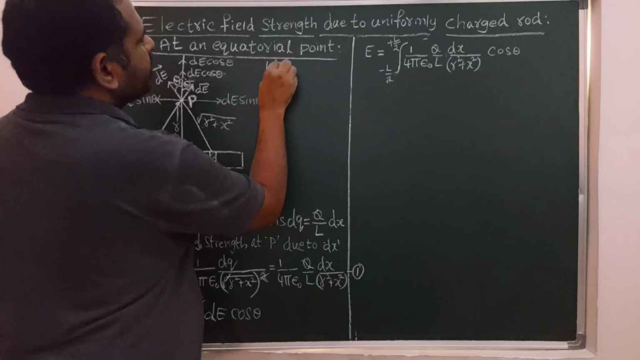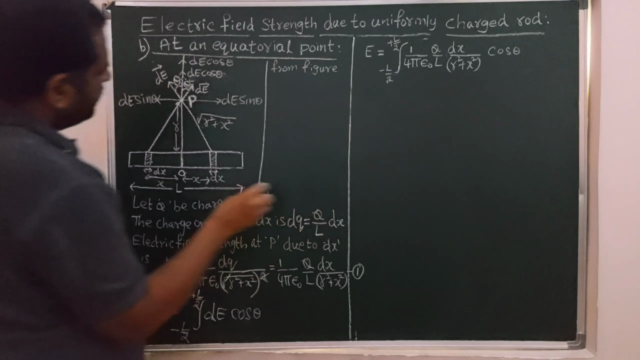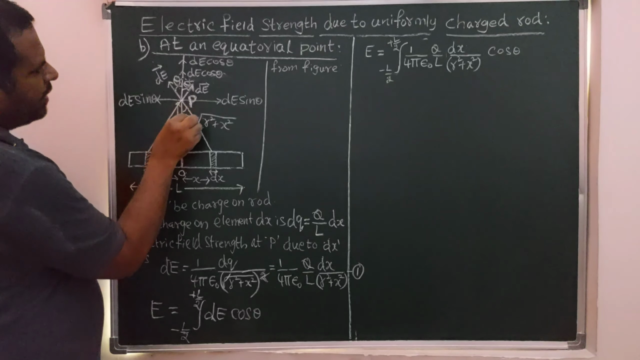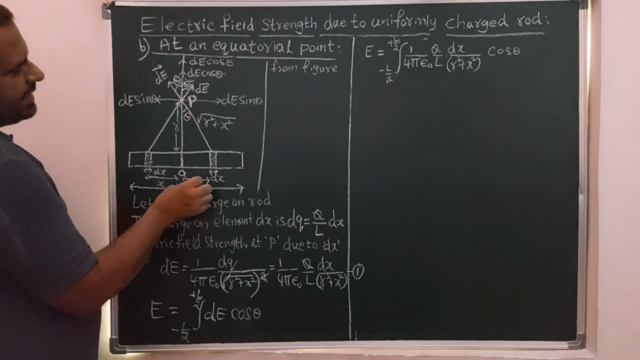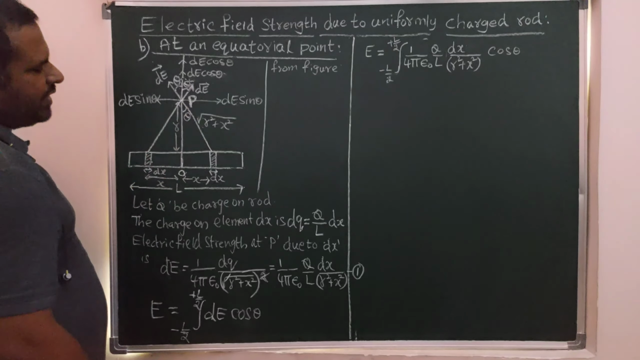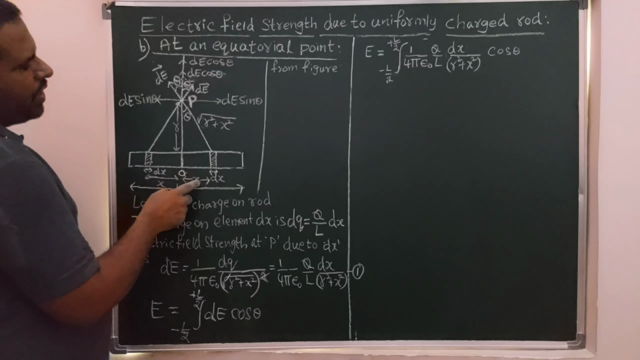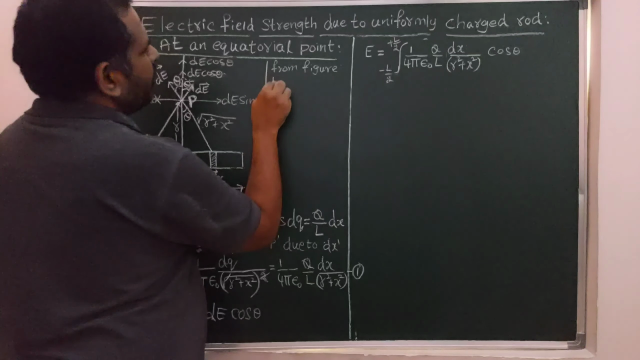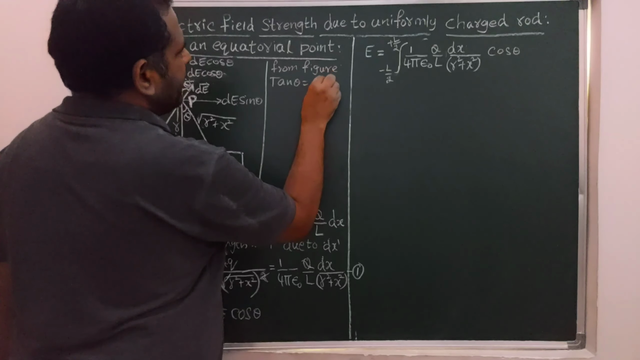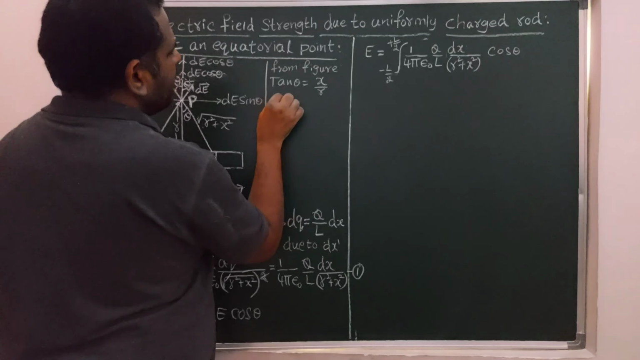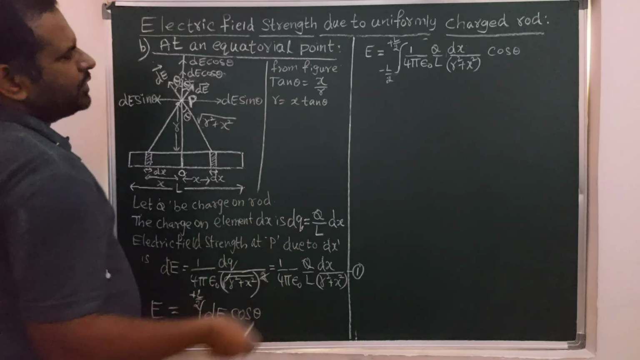Okay, from the figure, what is there in the figure? This is theta, means this angle is also theta. Here the opposite side is x, the adjacent side is r. We have to take the tan function. To eliminate x, take tan theta. Tan theta is equal to opposite by adjacent side. So tan theta is equal to x by r. From this, x is equal to r into tan theta.